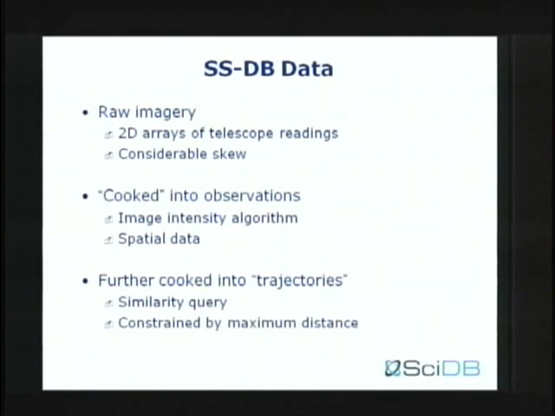So I already said it's a bunch of raw imagery. It's a terabyte of raw imagery cooked into observations, as I just said. Basically, this is a clustering algorithm, and it gives you polygonal spatial data. It's further cooked into trajectories. Trajectories are cylinder-like things that move over time. And then you store all of this stuff and run queries on it.